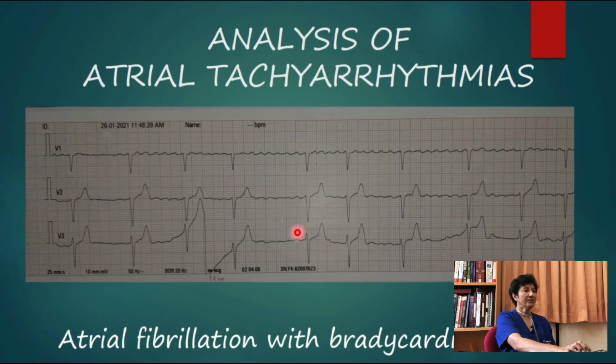rate. If we analyze this rhythm strip of V1, V2, V3, again you can see irregular narrow complex rhythm with rate around 50 to 60, that is ventricular rate around 50 to 60. On the baseline, you can see very fine irregularities. Those are the atrial fibrillatory waves. Therefore, this rhythm strip shows atrial fibrillation with clinically significant bradycardia.